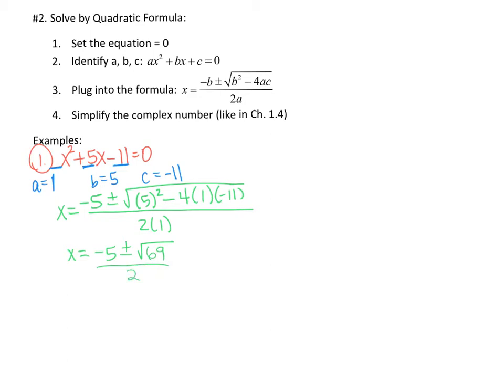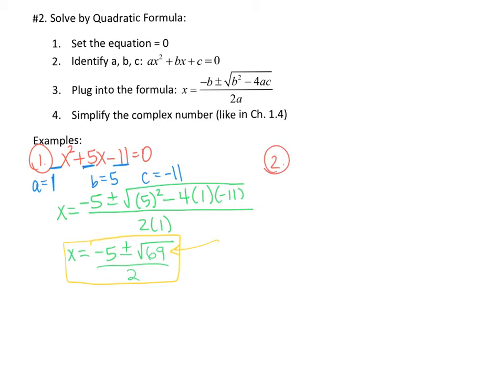All right, now that I've simplified that square root, I need to make sure that it doesn't need to be simplified anymore. The square root of 69 has no perfect squares. It cannot be simplified. So that's as far as I can go. I can leave this answer exactly the way it is because that square root is already simplified. If it's not, then I would need to do a little bit more.